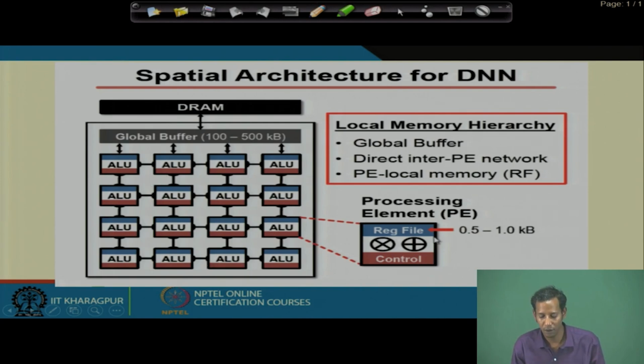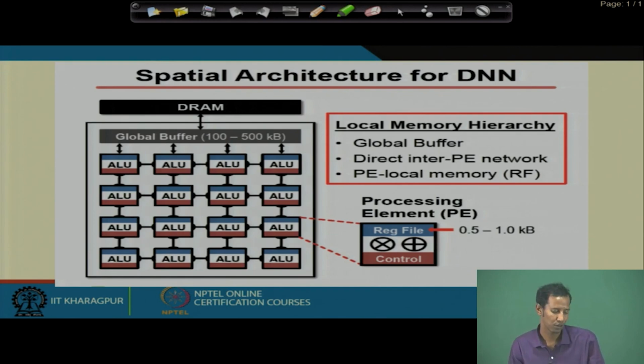Each of these ALUs will now consist of this local memory hierarchy. So, what will be in the local memory hierarchy? You will have some DRAMs, then some global buffers. The local memory hierarchy says you need a global buffer, then a direct inter-processing element network, that means the processing elements can talk to each other, and the processing elements' local memory. Inside the ALU there will be the corresponding operations, the control file, and along with it the register file, which will be 0.5 to 1 KB in size.